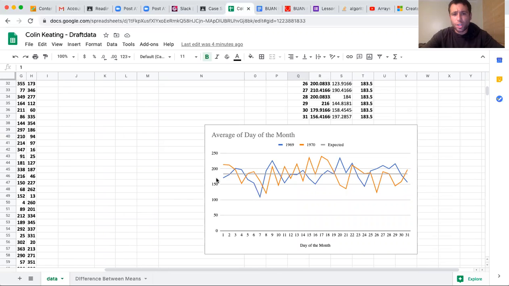and you can see that there's some variation in the specific days of the month, but relatively, they're all pretty close to that 183.5 expected average value. So yes, you have the variations, but I don't really see a correlation between the specific day of the month and your likelihood of getting drafted.